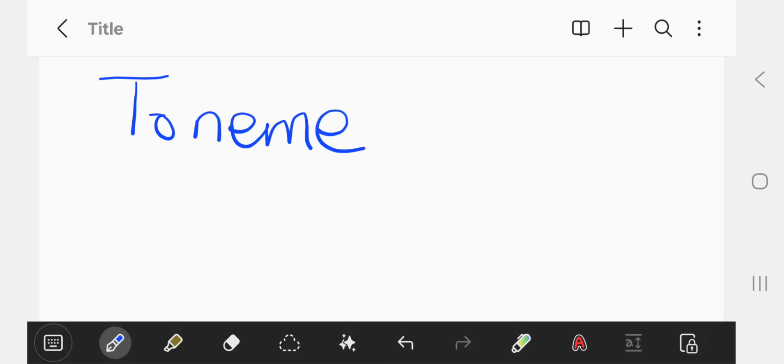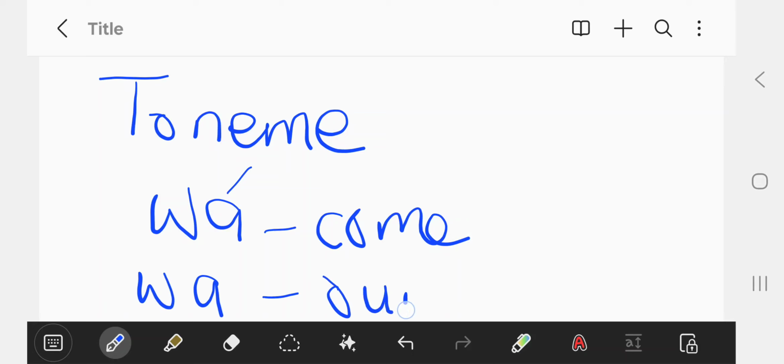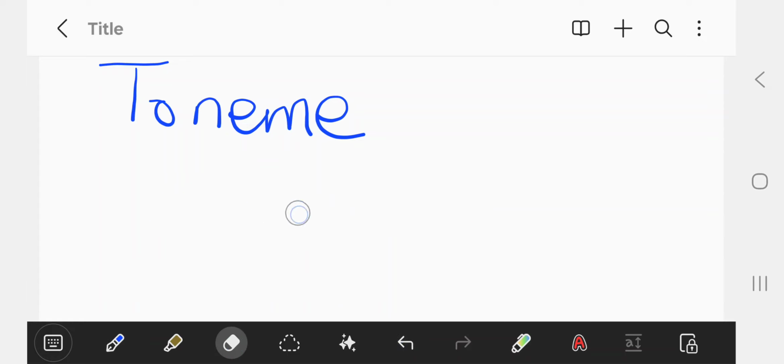word. All right. For example, this WA could mean to come, or WA again could mean our or us. So you've got to be careful how you use these tones in the language. You understand? It helps you to differentiate. It shows the difference between words. So there are three tones in Yoruba.